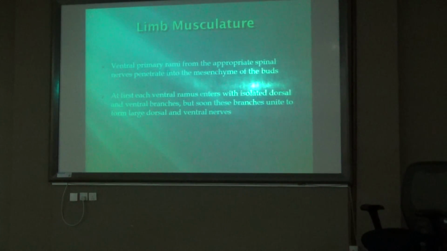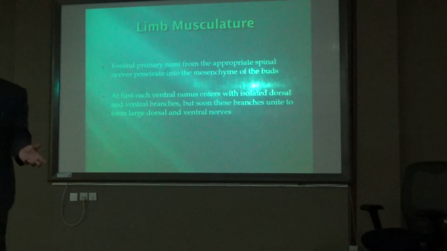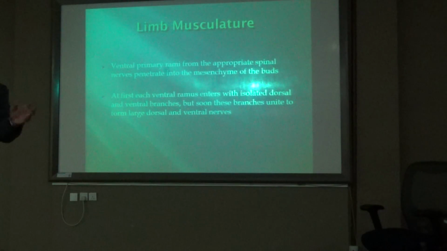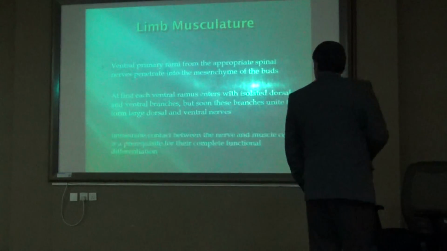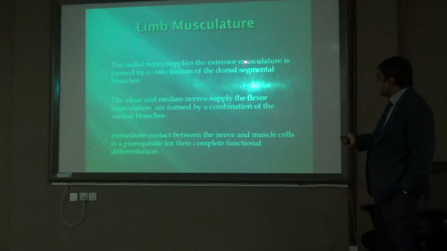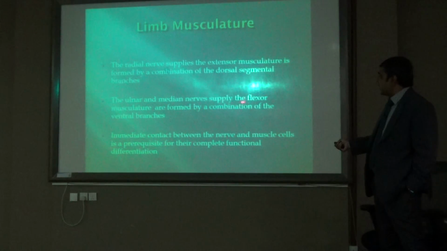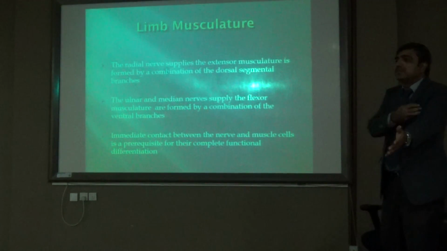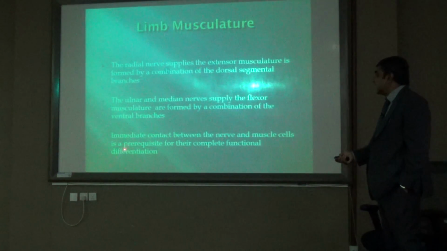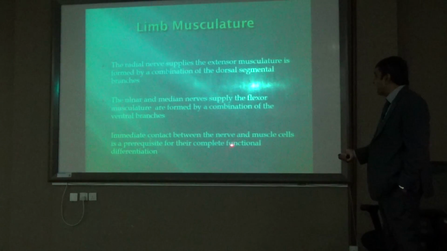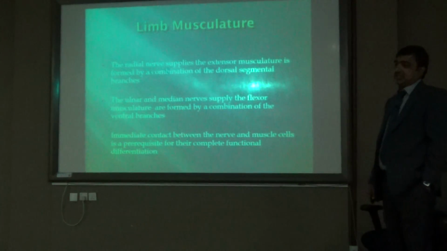A bit confusing, but remember, at the time of the development of the buds, the pattern looks very smooth and very simple. But when these limbs grow and the rotation of the limbs occurs, the pattern is slightly changed. Dorsal and ventral rami change their position due to this rotation. The radial nerve supplies the extensor musculature, whereas the ulnar and median nerves supply the flexor musculature. Immediate contact between the nerve and muscle cells is a prerequisite for their complete functional differentiation.